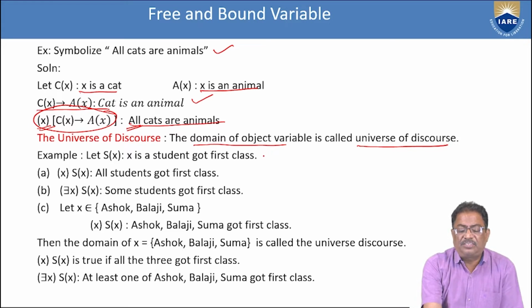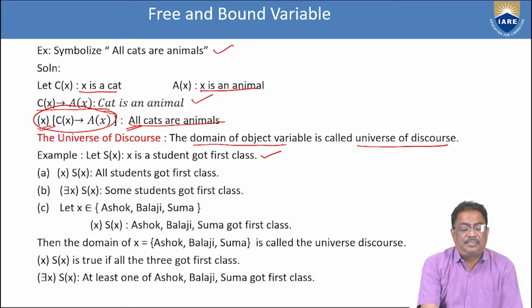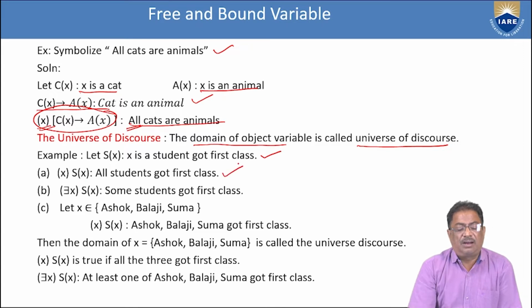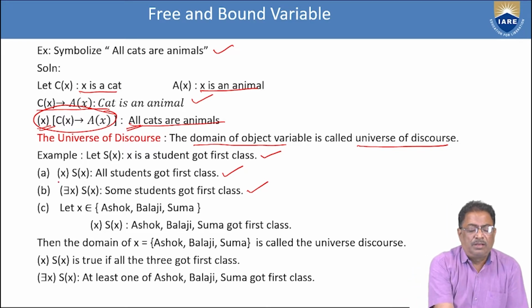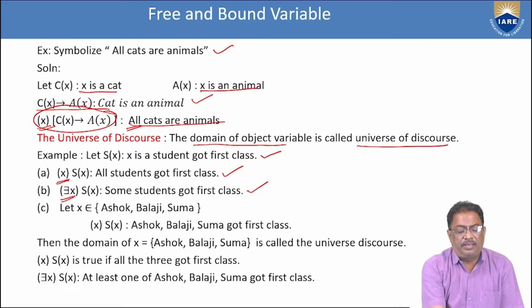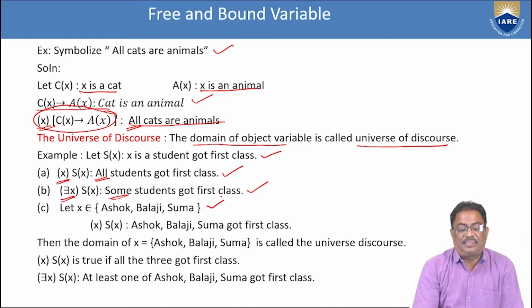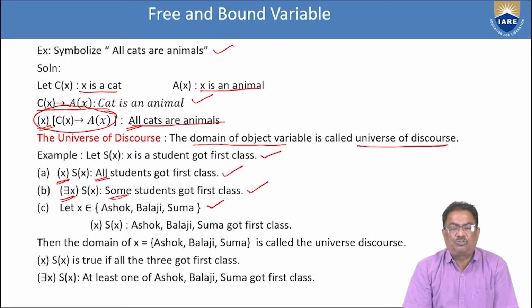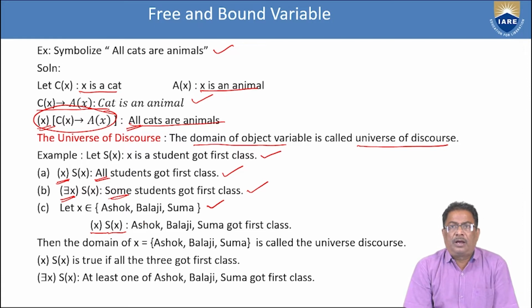Let s of x be: x is a student who got first class. For every x, s of x means all students got first class. There exists x, s of x means some students got first class. We explain the quantifiers this way: here we say all, and here we say some. Now let x be a member of the set Ashok, Balaji and Suma. There are three objects, and x is any one of them. For all x, s of x means Ashok, Balaji, Suma got first class.